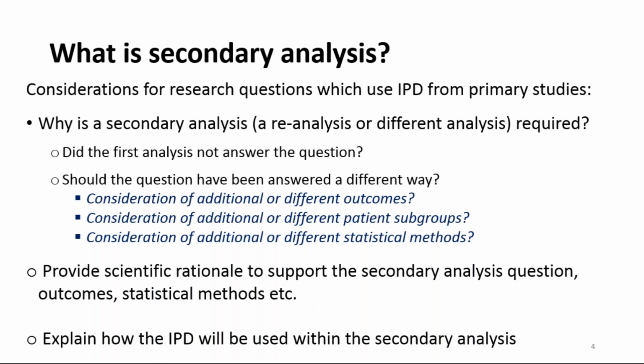It's important to provide clear scientific rationale behind that secondary analysis question to support why different outcomes, different patient subgroups, different methods and so on should be used in this secondary analysis, and specifically how the IPD is going to be used. Will it be a reanalysis of every patient, or perhaps a subset of patients, or will this data be used maybe to help design a new trial?